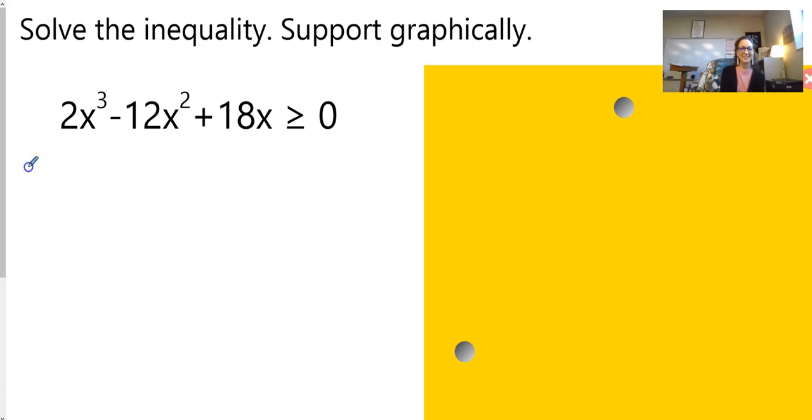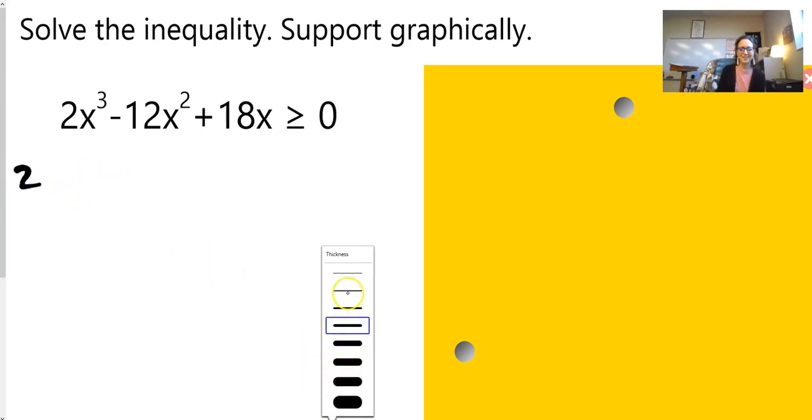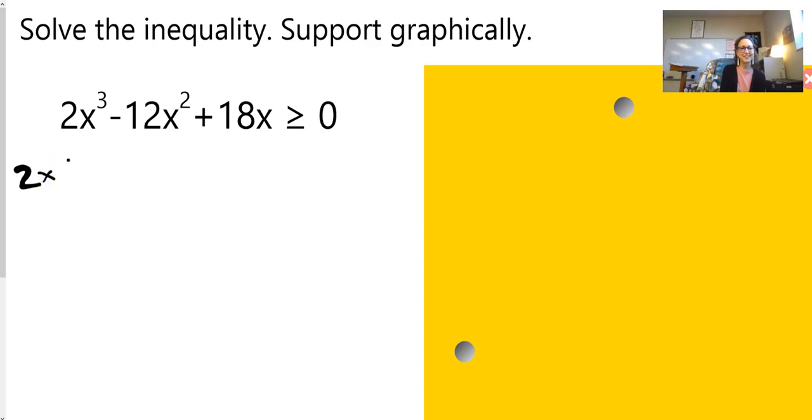We sure do. It is 2x, right? So let's factor out a 2x, and that leaves me, since I factored out this 2, with x squared minus 6x plus 9, right? And again, the goal is to get this into its linear factors. So I'm going to keep the 2x.